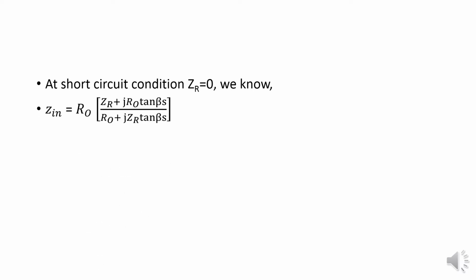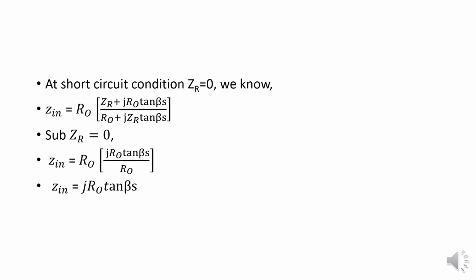Already we know the input impedance, that is Zin equals R0 into ZR plus J R0 tan beta S divided by R0 plus J ZR tan beta S. Substitute ZR equal to 0 in the above equation, then Zin will be equal to R0 into J R0 tan beta S divided by R0. Then R0 will be cancelled out, then Zin will be equal to J R0 tan beta S.